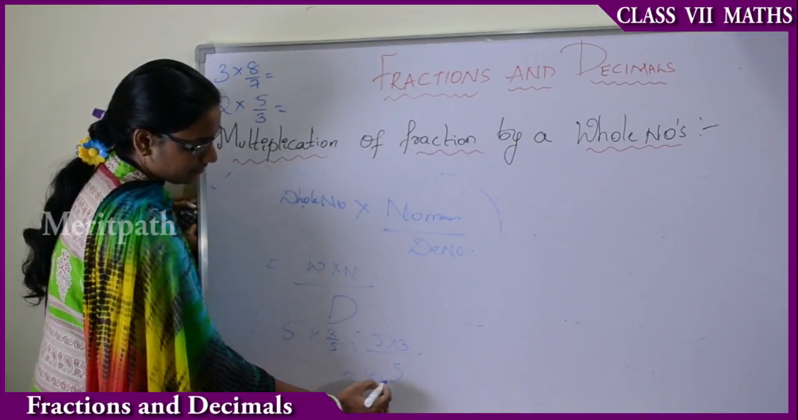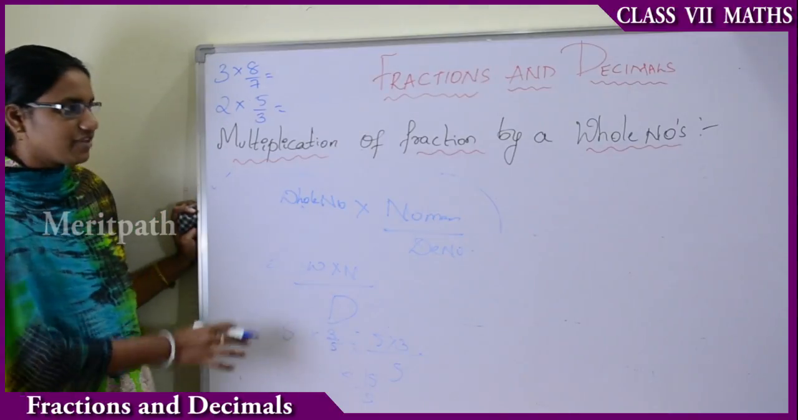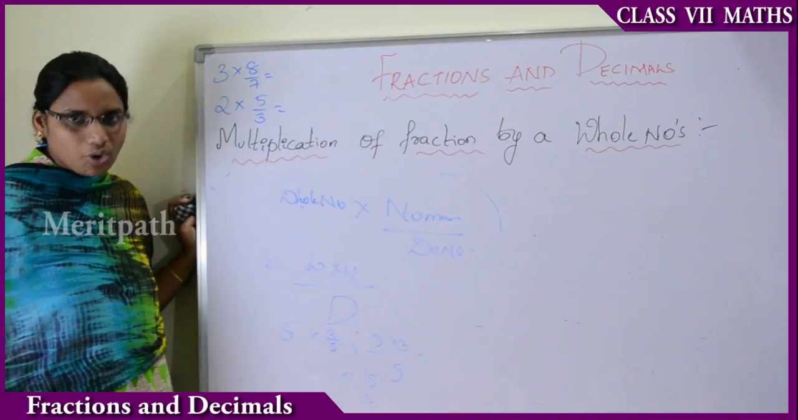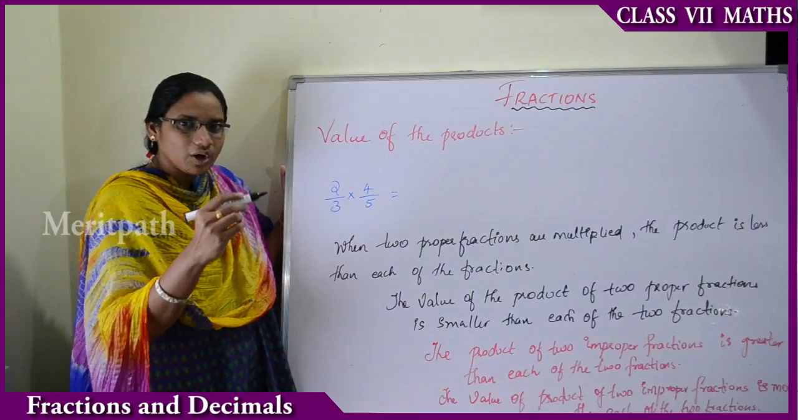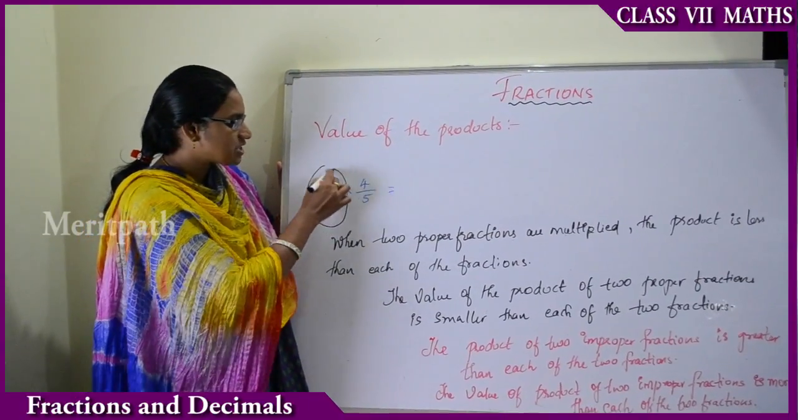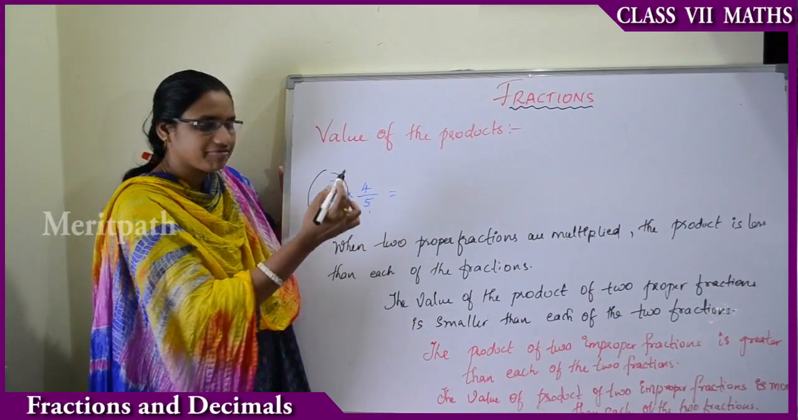It gives us 15 by 5. In this way, we will be multiplying a fraction with a whole number. See the value of the products, that is, if at all I have taken two fractions, that is 2 by 3 and 4 by 5.